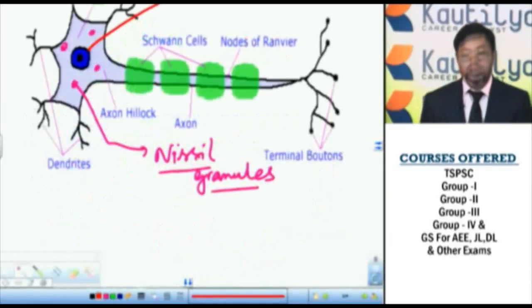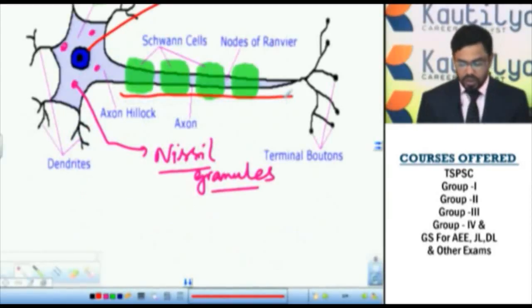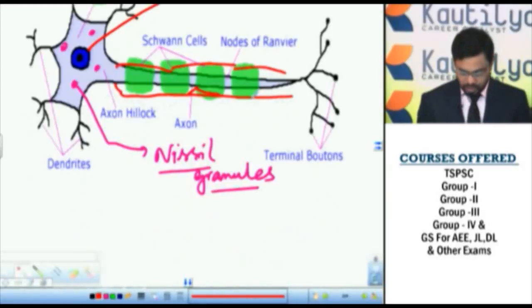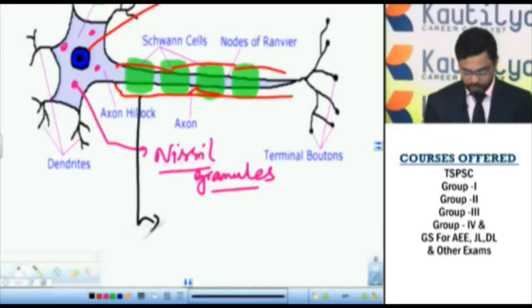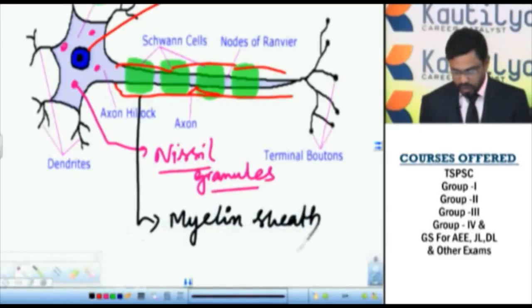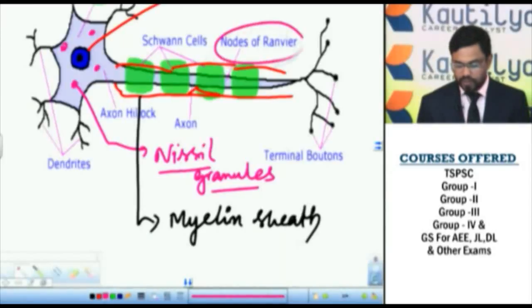A long process which arises from the cyton is called an axon. The axon is covered by a sheath-like structure called the myelin sheath. It is the protective sheath covering the axon. Here and there, the myelin sheath is absent, thereby forming a constriction. This constriction is called the nodes of Ranvier. These nodes of Ranvier are useful for fast movement of the nerve impulse.